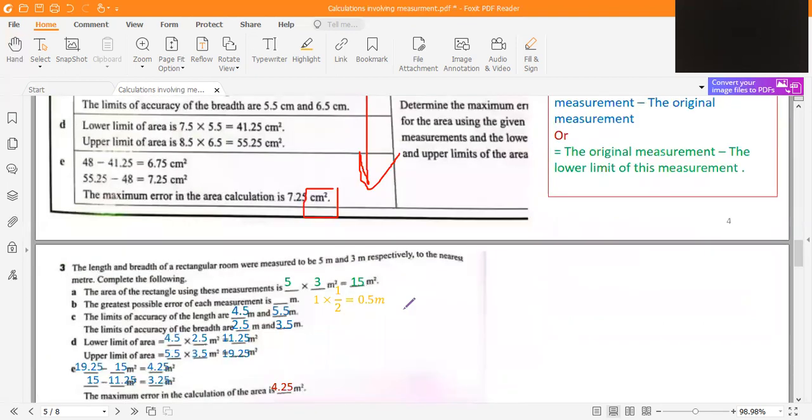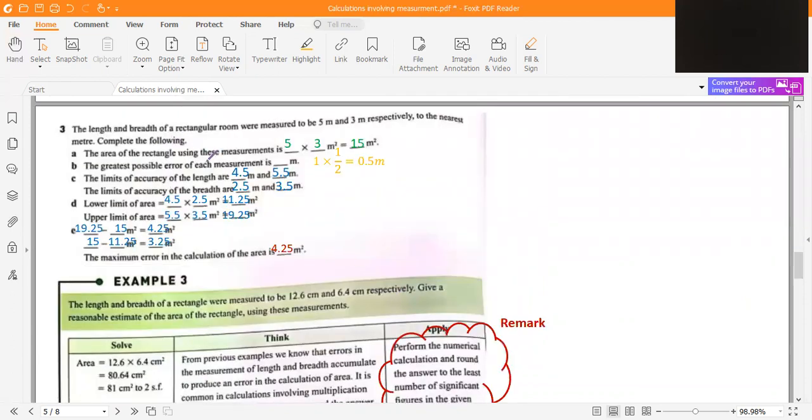Okay, so we can move to, for example, here we have the length and breadth of a rectangular room measured to be 5 meter and 3 meter, but the area is given in meter square. The true area of this rectangular room is equal to length times breadth, equal to 5 times 3, equal to 15 meter square. The greatest possible error is half of the 1 meter, equal to 0.5 meter.